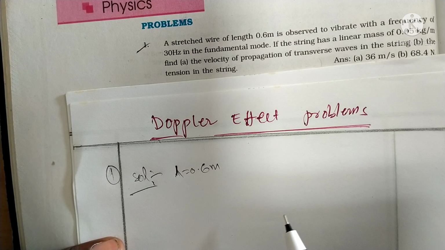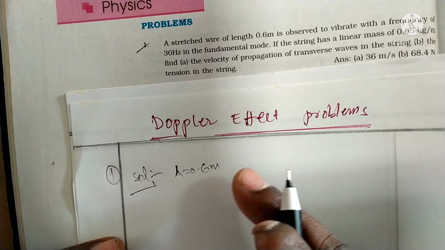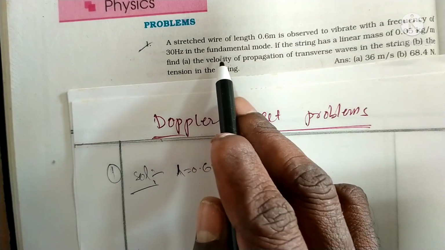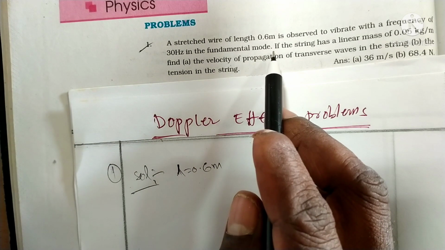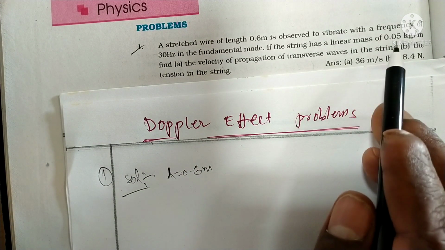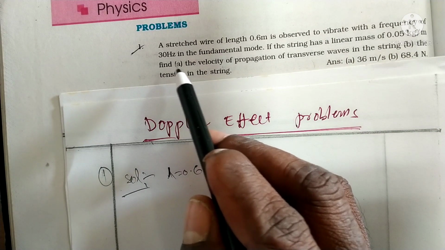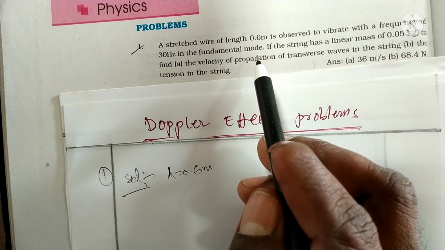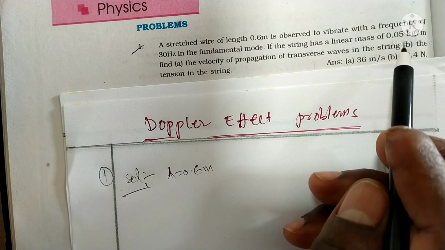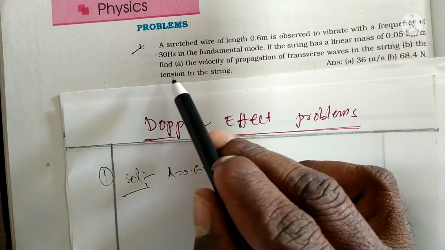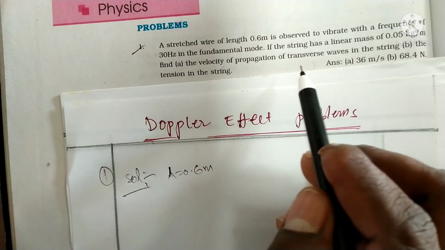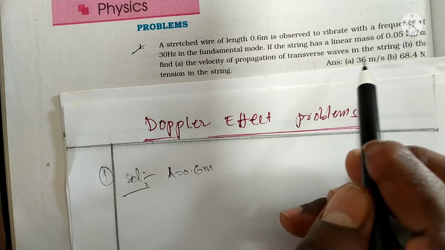Today we discuss Doppler effect problems. Okay, the first problem: a stretched wire of length 0.6 meter is observed to vibrate with a frequency of 30 Hz in the fundamental mode. If the string has a linear mass of 0.05 kg per meter, then find the velocity of propagation of the transverse wave in the string.